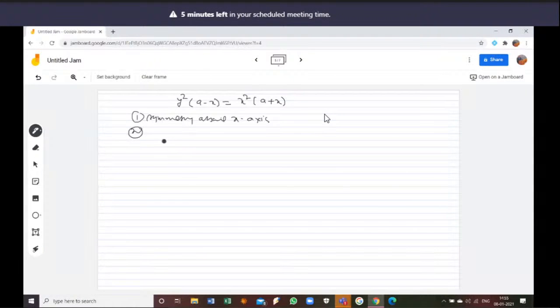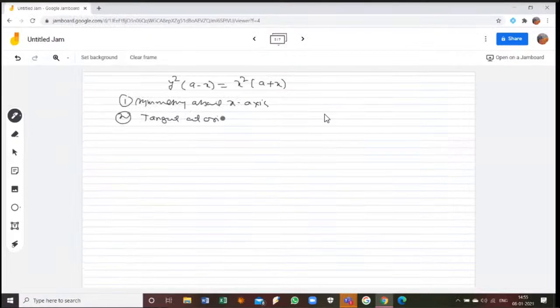Let us find out the tangent at the origin. Whether the curve passes through the origin? Yes, put x is equal to 0 here, you will get y equal to 0. The curve passes through the origin. So what is the tangent at the origin? Find out.